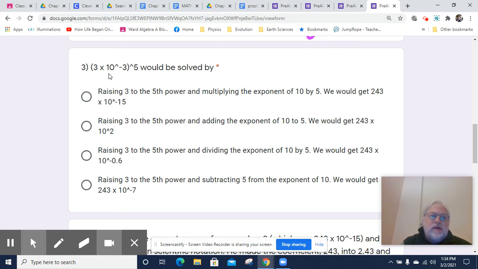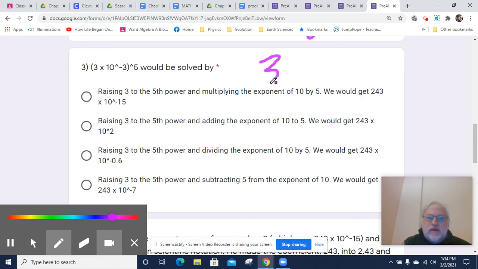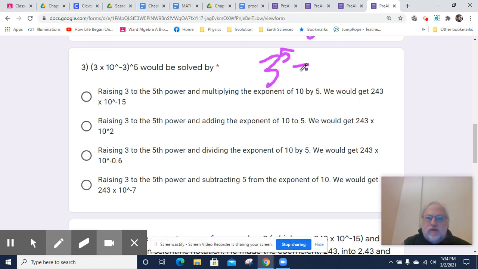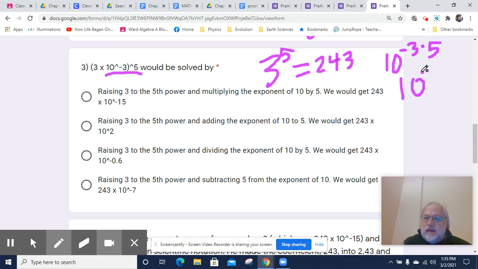Now here we have 3 times 10 to the negative 3rd, all to the 5th power. So how would we deal with that? Well, we're going to raise 3 to the 5th power. So 3 is going to be raised to the 5th power, which will be 243, because that's 3 times 81. 3 times 3 times 3 times 3 times 3 is 243. And then we'll take 10 to the negative 3rd to the 5th. Since it's a power raised to a power, we're going to use the power law. So it's 10 to the negative 3 times 5. So we'll end up with 10 to the negative 15th power.